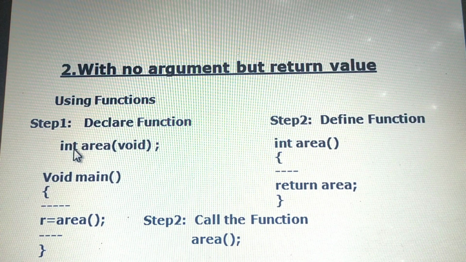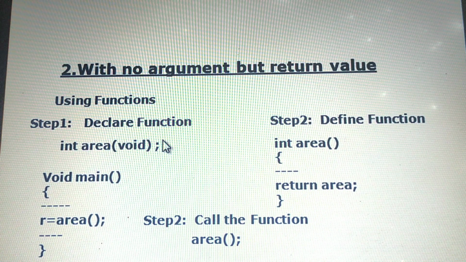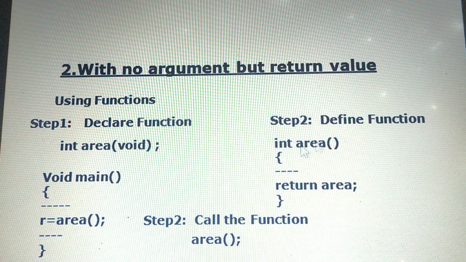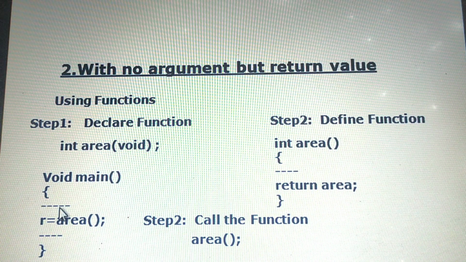Then the name of the function. Here there is no argument, so no parameter list. They are terminated by a semicolon. Then in the main program, one important thing is there. Whatever we are returning from the function, we want to store in a new variable. So we require one new variable here.